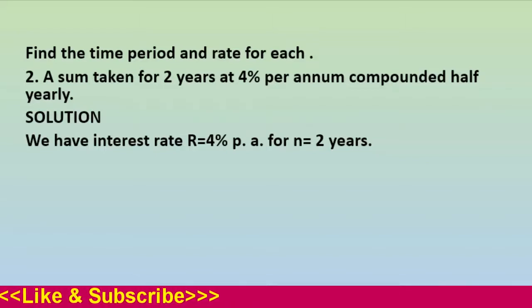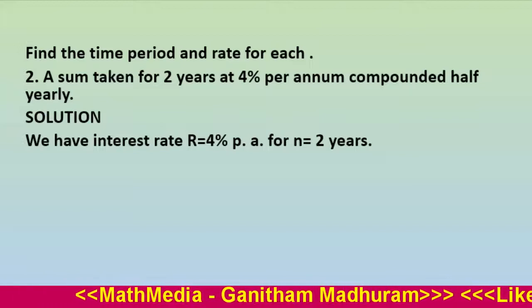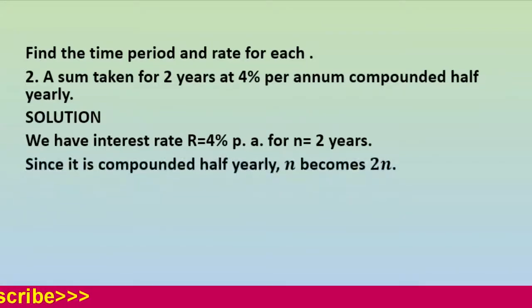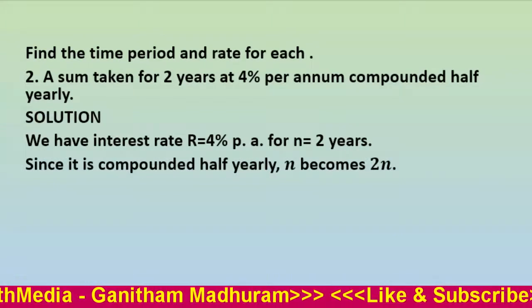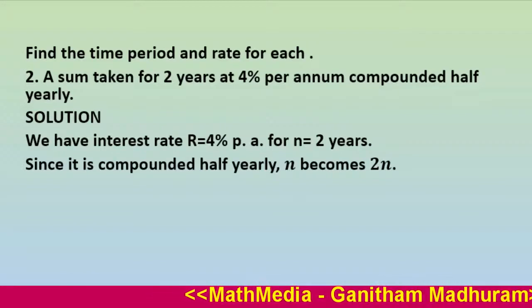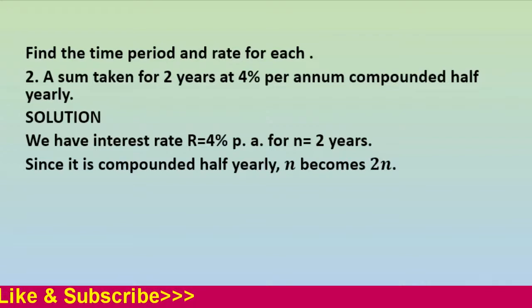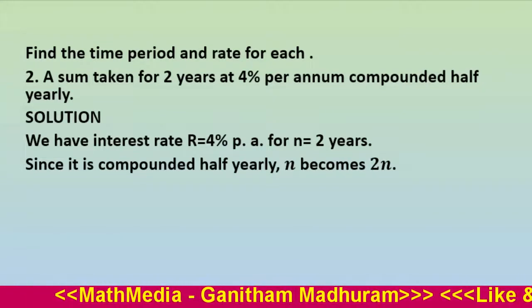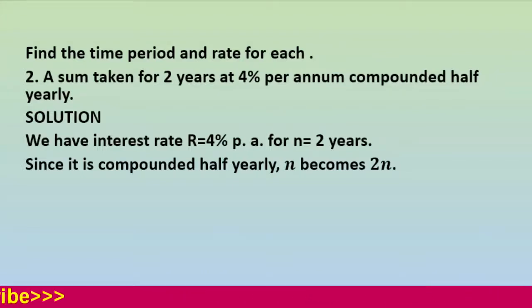Now if the interest is compounded half yearly, we have to calculate the interest for 4 half years. Similarly, rate becomes half. That means r equal to 1 by 2 into the given rate, 4%. After cancelling, we get r equal to 2% per half year. So our time becomes 4 half years and rate becomes 2% per half year.